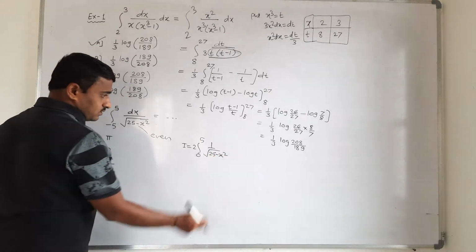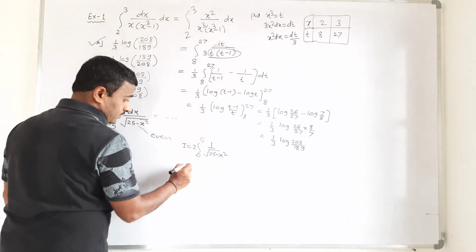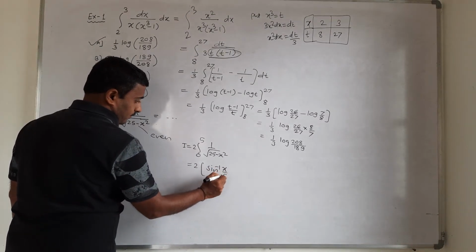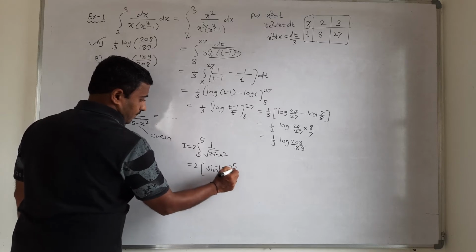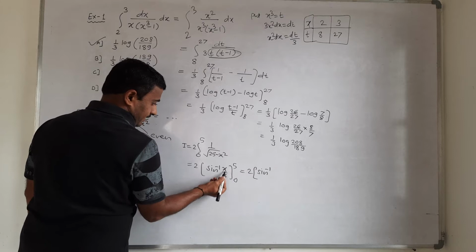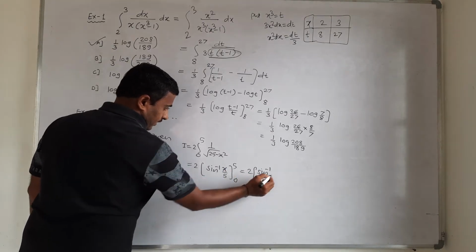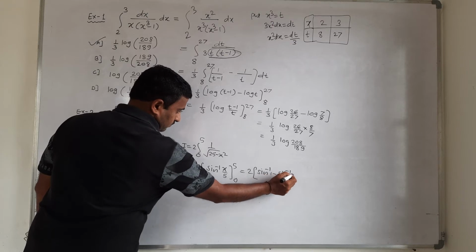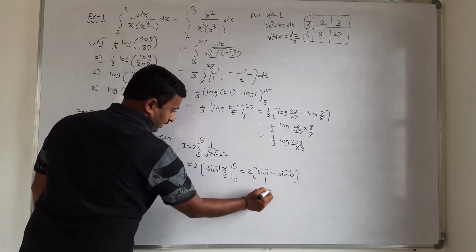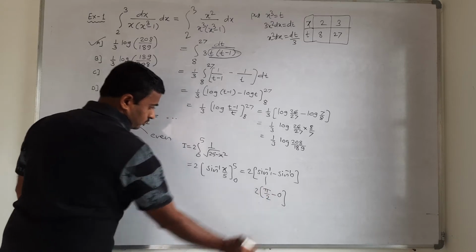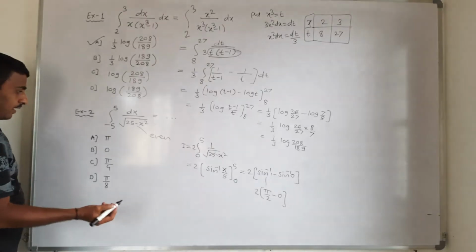Now the integration of this, of the type 1 by root (a square minus x square), is 2 times sin inverse x by 5, from 0 to 5. Upper limit x equal to 5: 5 by 5 is 1, sin inverse 1, minus lower limit 0, sin inverse 0. Sin inverse 1 is pi by 2, and sin inverse 0 is 0. So 2 times pi by 2, the 2 cancels, and the answer is pi, option A.